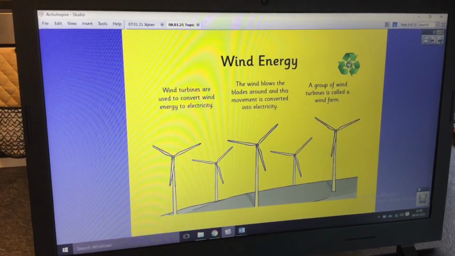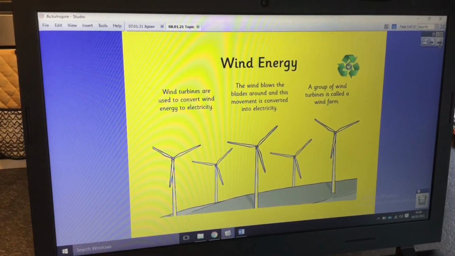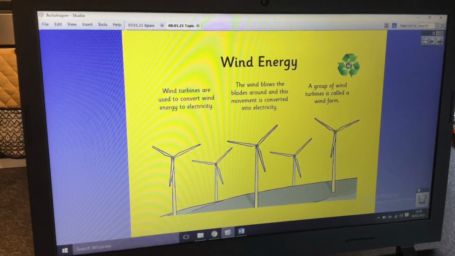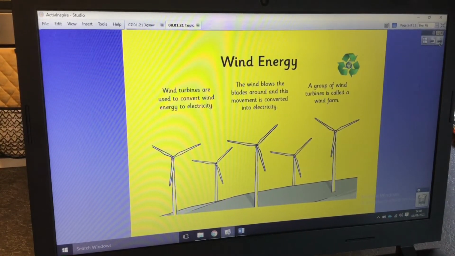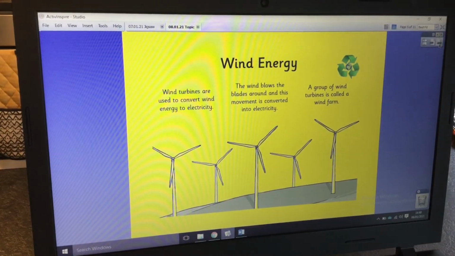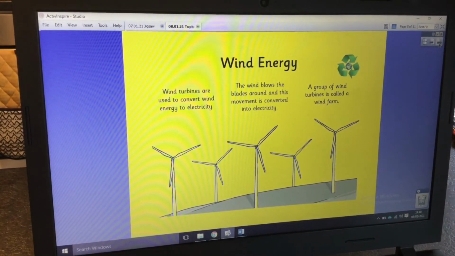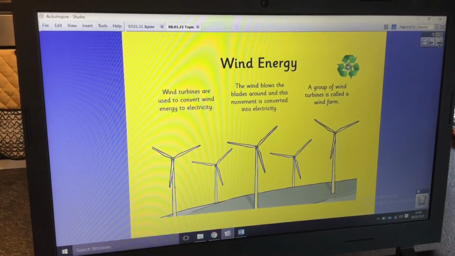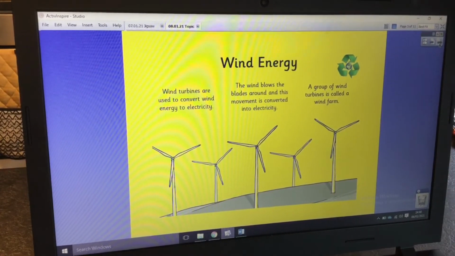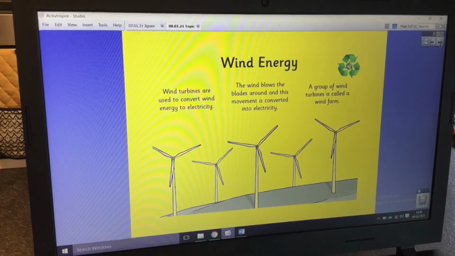And we've got wind energy. Wind turbines are used to convert the wind energy to electricity. The wind blows the blades around and this movement is changed into electricity. A group of wind turbines is called a wind farm. You might have seen wind turbines before in the fields or on hills, and quite often they're in a group together because the more there are, the more energy they can collect.